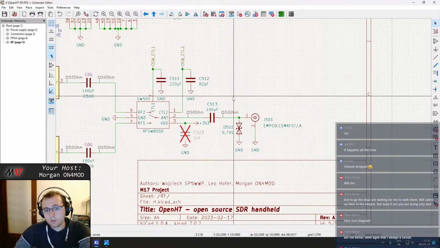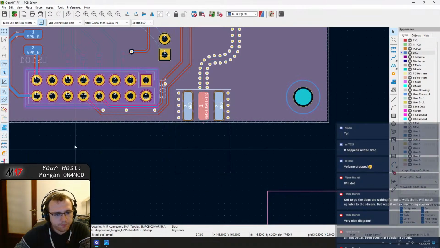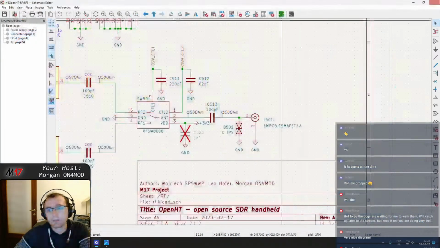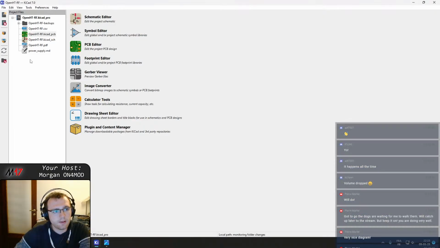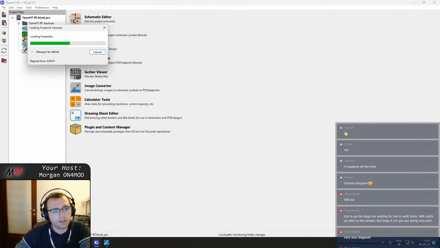So now creating the footprint. Okay, let's close those. We don't need them for now. And footprint editor.